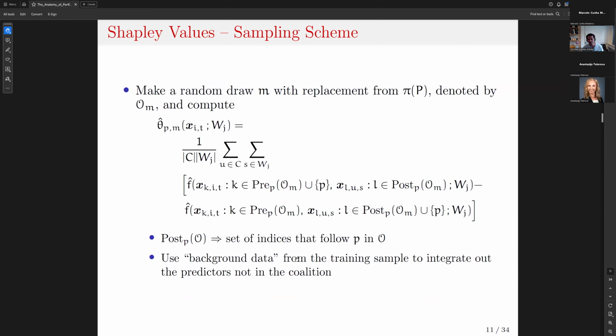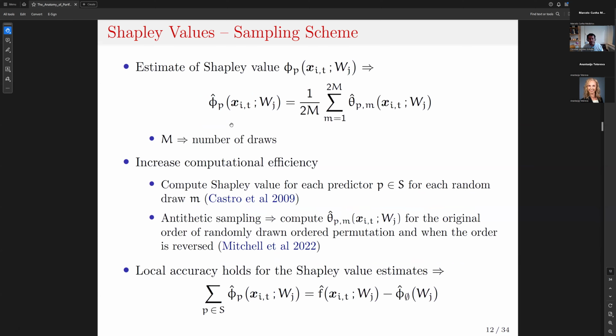What you do is that you essentially use background data from the training sample to integrate out predictors not in the coalition. So you're using the same model, and you're predicting for the different coalitions, but you're not retraining the model. You're basically just integrating out predictors not in the coalition. You do that because you want to remain true to the model, right? So you can estimate the Shapley value again just as the average of all of these marginal contributions, where M is the number of draws. It becomes 2M because we're using antithetic samples, so that increases efficiency.